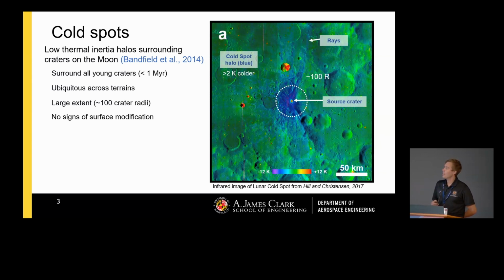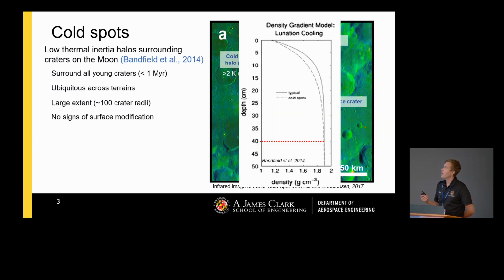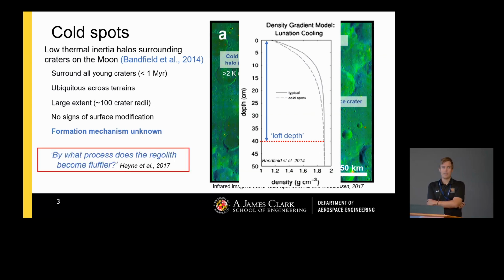And so you only see this temperature difference, right? So it's not clear how they form. And if you take that temperature difference and you fit it to an exponential model of density versus depth, you can see the solid line, the background or green regolith, has a greater bulk density than the dashed line, the cold spot surface regolith. But we're confined to the first 40 centimeters here. So it's a very near surface effect where we're kind of dilating or decompacting or fluffing up the surface regolith in that region. And so we don't know how this occurs.